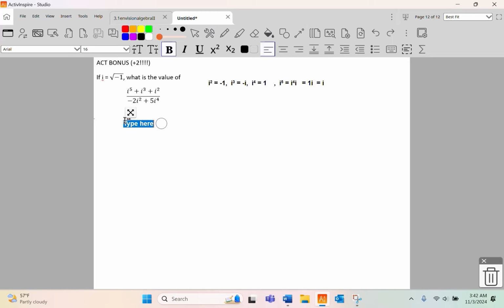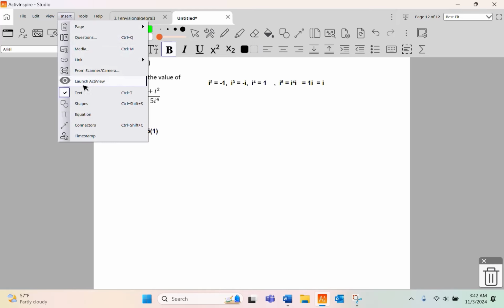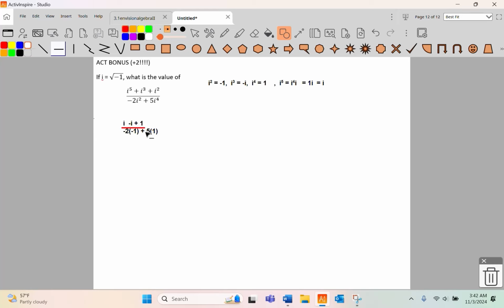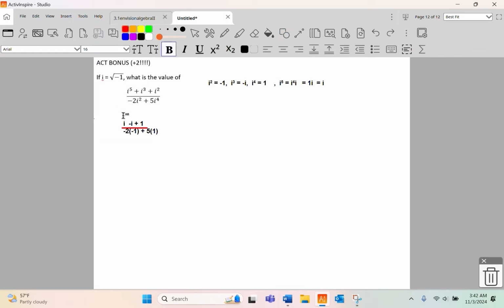Okay, so what does this clean up to? The top is i, because i to the fifth is i, plus i cubed, which is -i, plus i squared, which is -1. The bottom is -2 times i squared, which is -1, plus 5 times i to the fourth, which is 1. Then I just do some basic math and add like terms. I have i minus i, which is nothing, plus 1, which is 1. Here I have 2 plus 5, which is 7. It's not a hard problem.